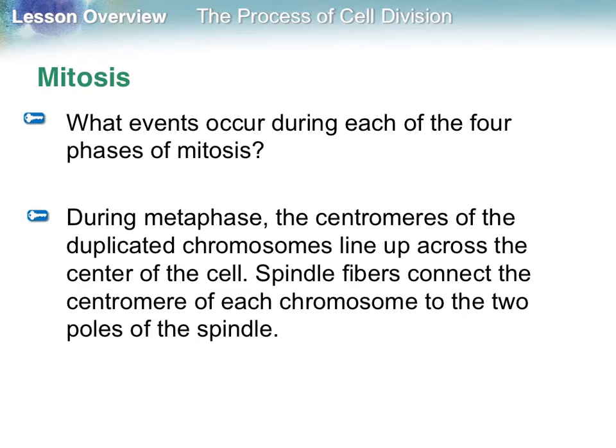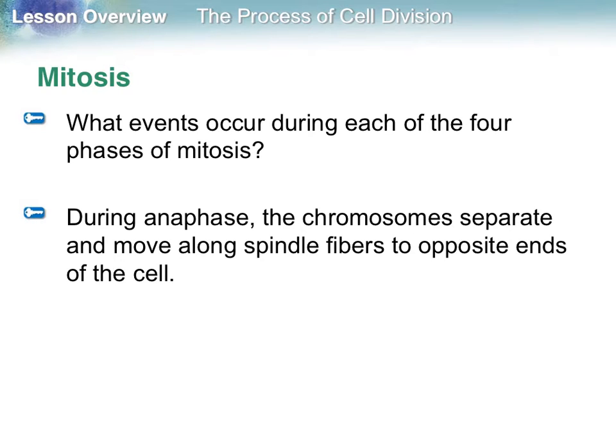The second stage of mitosis is known as metaphase, and in metaphase, the centromeres of the cell begin to help to line up the chromosomes across the center or middle of the cell, and then the spindle fibers play an important role connecting the centromere or the center of each chromosome to the poles of the spindle fibers.